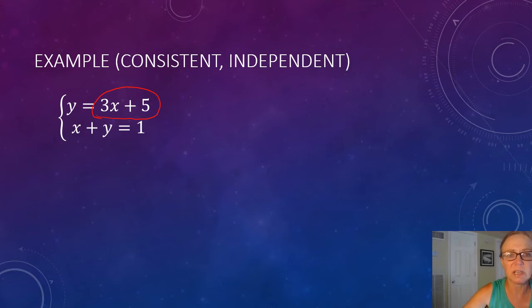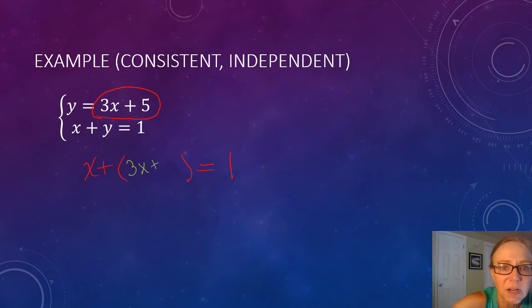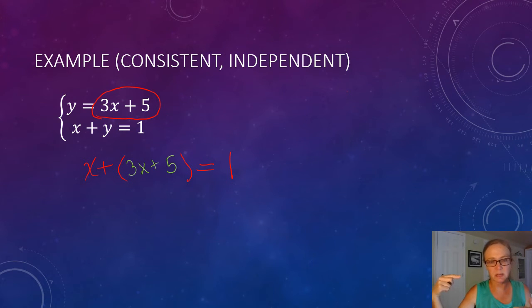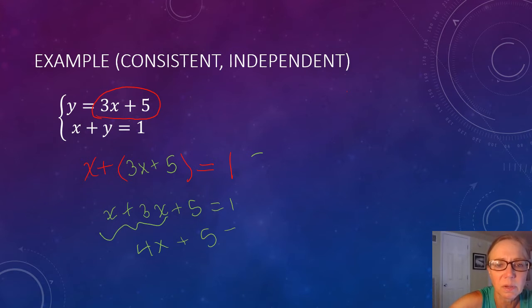So we're going to take the second equation and remove the y. We're going to keep the x and the plus and then the equals 1. But instead of the y, we're going to put the 3x plus 5, because remember, equals means the same. So 3x plus 5 and y are the same thing. Now we can drop the parentheses and we have x plus 3x plus 5 equals 1. We can combine like terms: x plus 3x is 4x plus 5 equals 1.